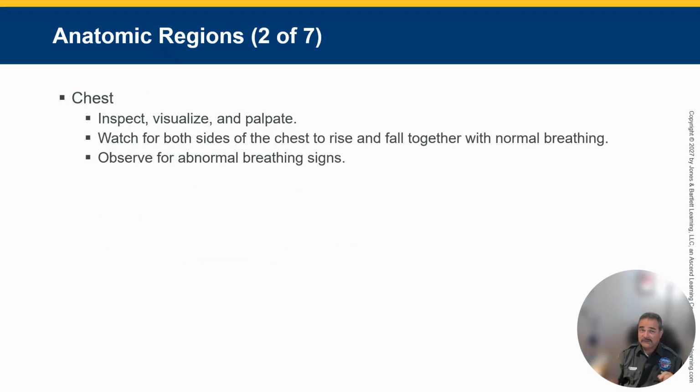Chest, visualize, inspect, and palpate. Watch for both sides of the chest going up and down. Observe for normal breathing signs. So now we're going to move to the abdomen. We start with the head. We've done the head, the scalp. We've done the eyes, we did the ears, nose, looked in the mouth. We've gone to the chest, and don't forget, we're also going to auscultate while we're here at the chest. Listen for lung sounds.